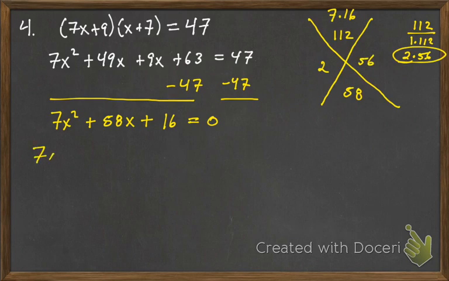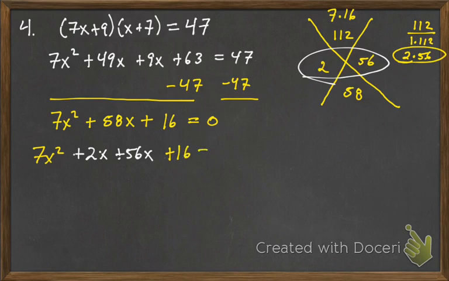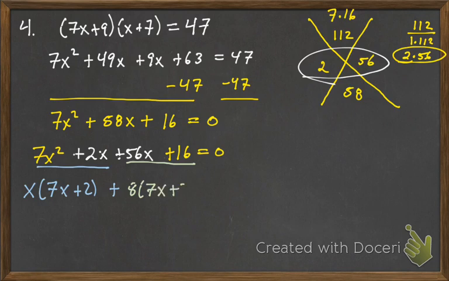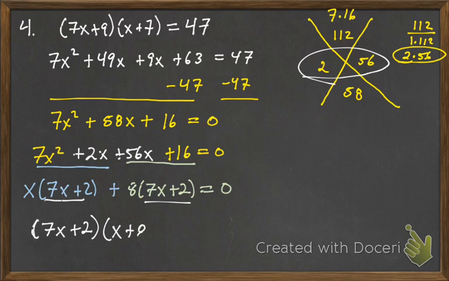So 7x squared plus 2x plus 56x plus 16 equals 0. We'll group the first two, which have a GCF of x, 7x plus 2. The second two have an 8 in common, 7x plus 2. Common factor of 7x plus 2, so we will factor that out. 7x plus 2 times the leftovers, x plus 8, and that's equal to 0.